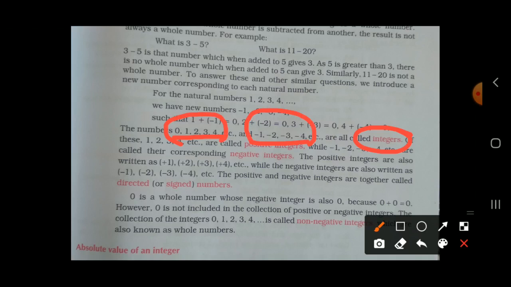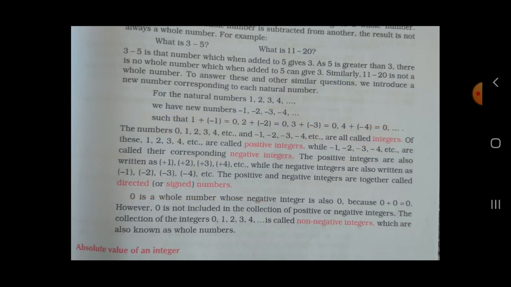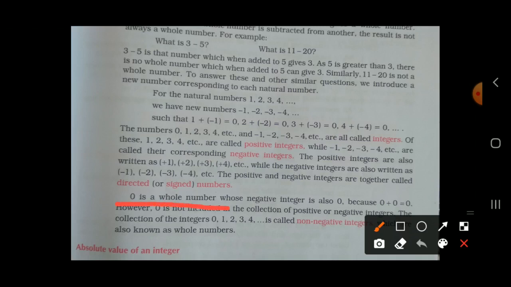One important point is 0 is a whole number whose negative integer is also 0. This is an important point. We can say 0 is neither positive nor negative.